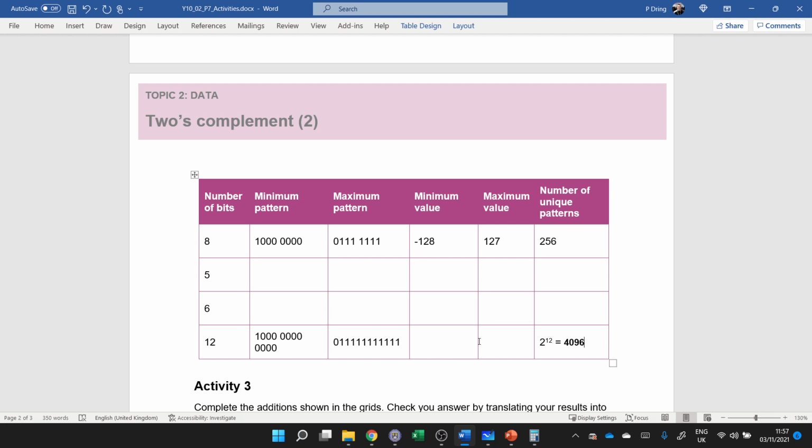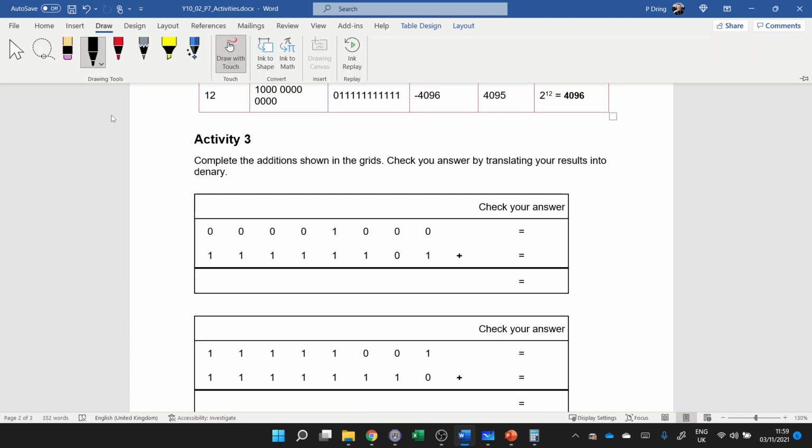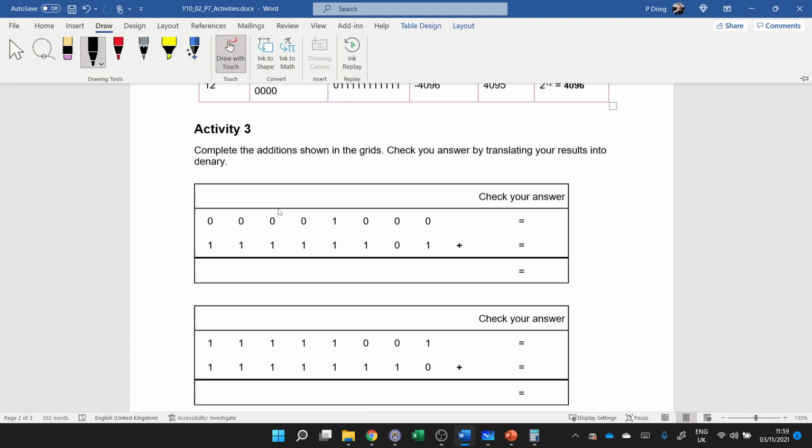A big number. So the minimum value is going to be negative 4096. And the maximum value is going to be one less than 4096, 4095. This is quite easy to work out, really, as long as you know it's 2 to the power number of bits. So you can use a calculator on your computer, you can type it into Google, or you can just work it out yourself, really. So we're going to go through one of the activities for activity 3.